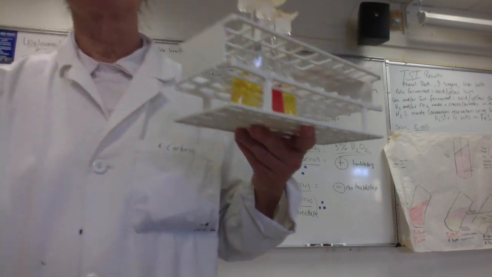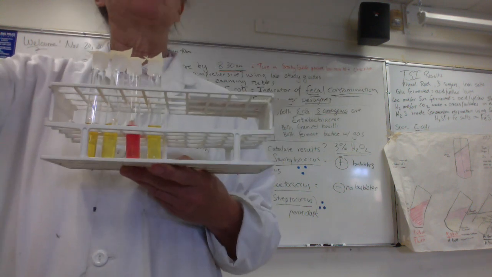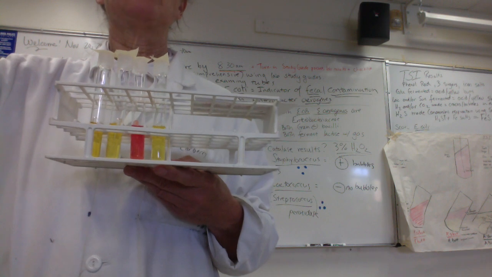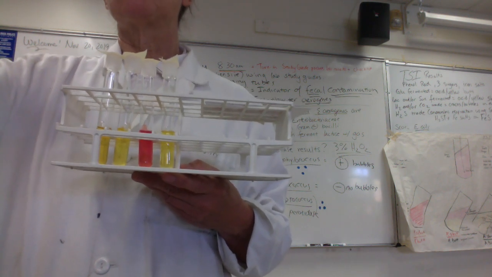Oh yeah, you guys, and I apologize. I made a mistake on the handout. In thioglycolate, we want to add a redox indicator to tell us how much of the tube has oxygen present. And I made a mistake on your handouts.